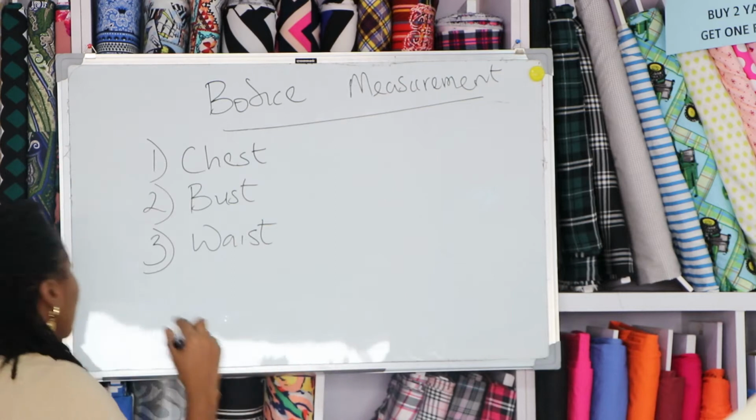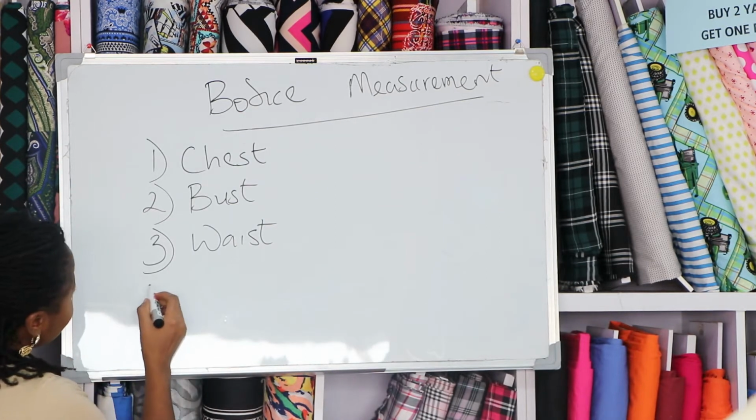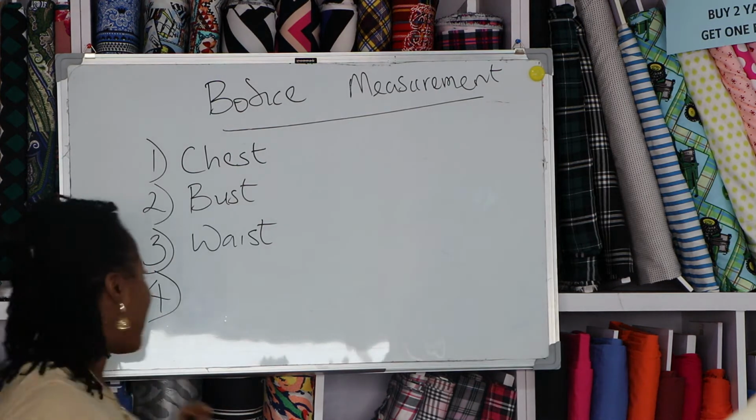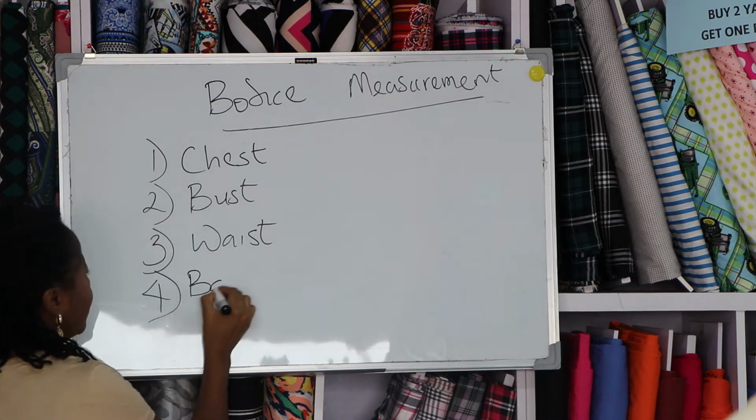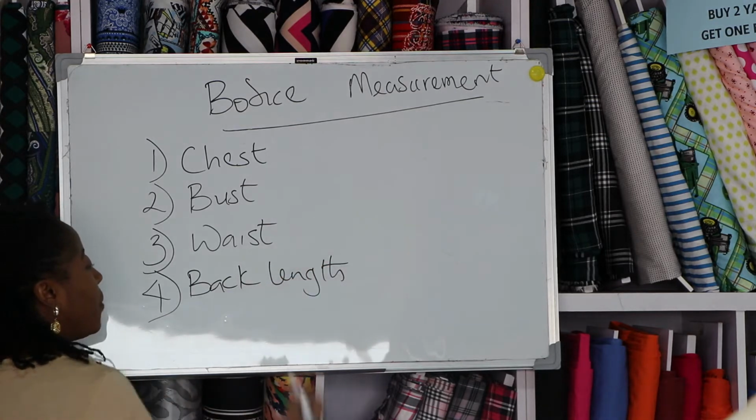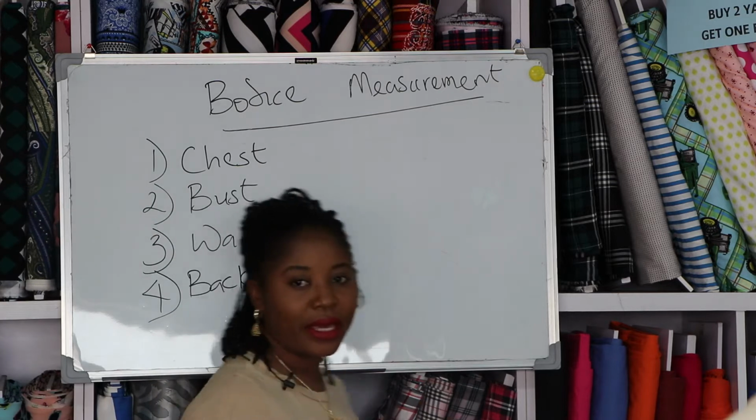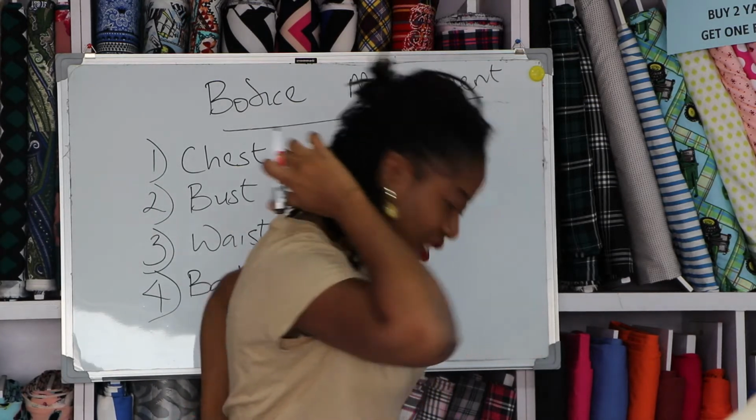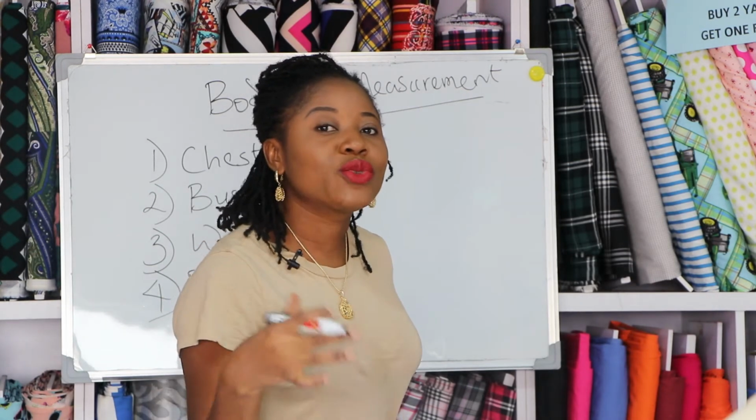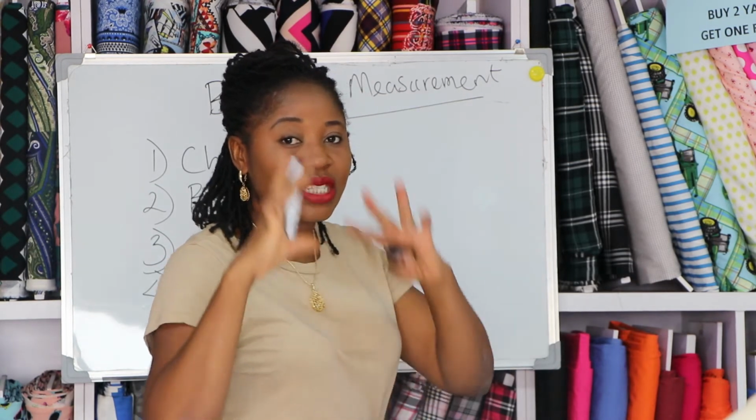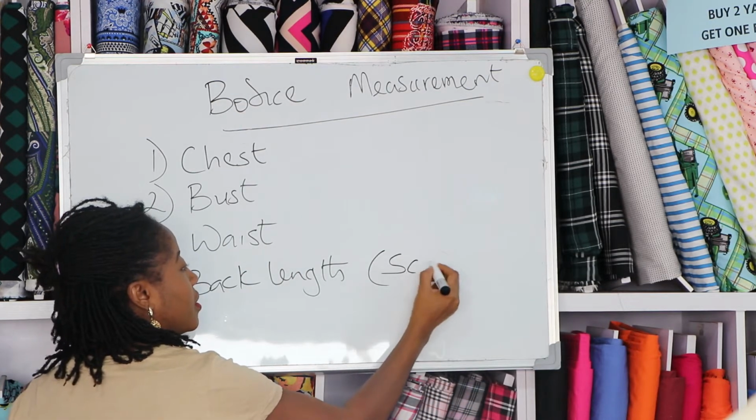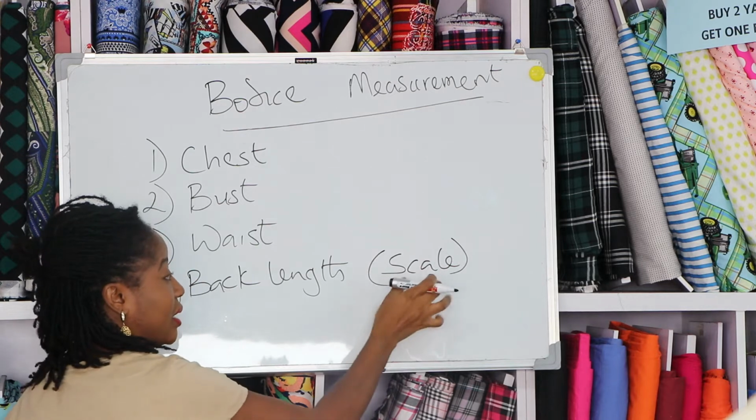So the next measurement I need to take is my back length. Back length is my nape to waist. It's also known as nape to waist, and when we're drafting our pattern we're going to be using it a lot, so I like to call it scale. So just bear in mind scale.